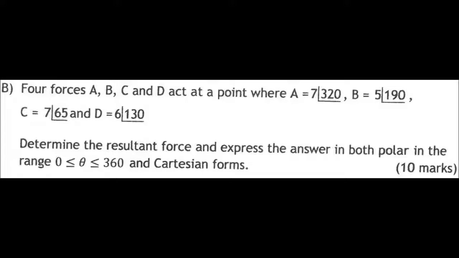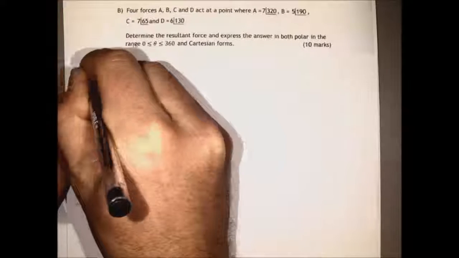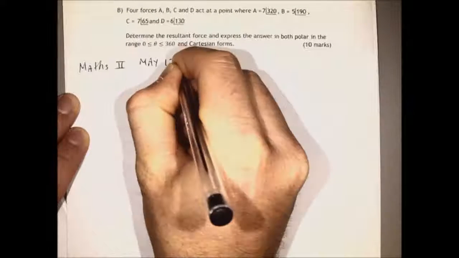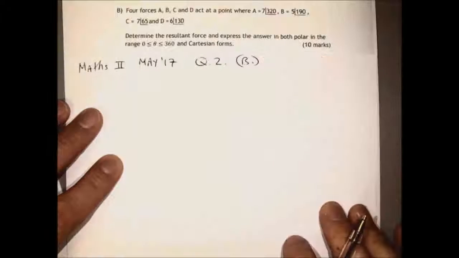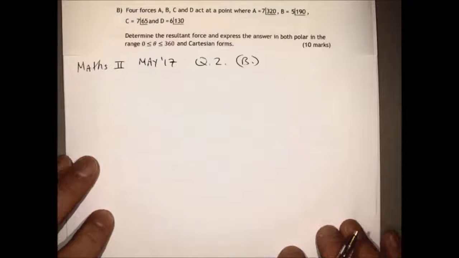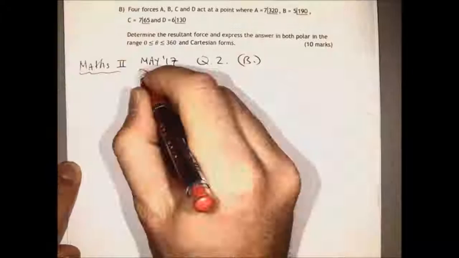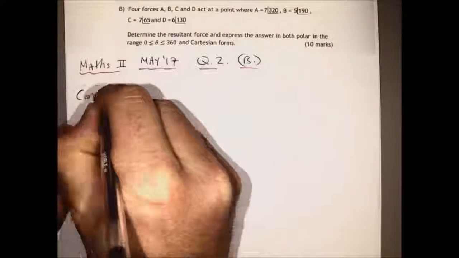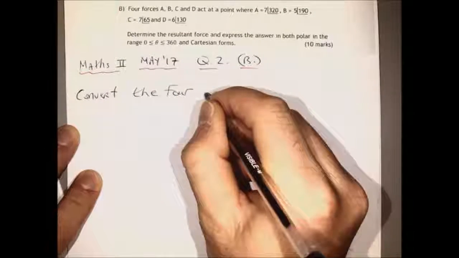Four forces act at a point there, and they are in polar form at the moment, and we need to determine the resultant, which is a combination of all four of them, in both polar and Cartesian forms, in the range theta between 0 and 360 degrees.